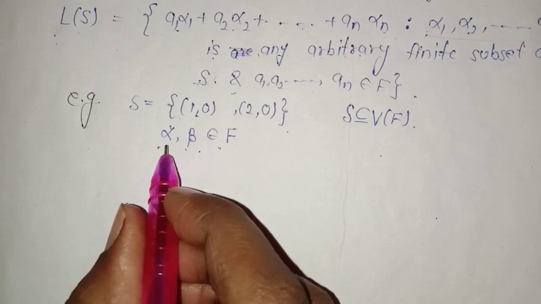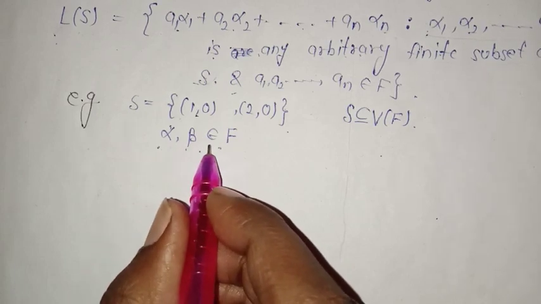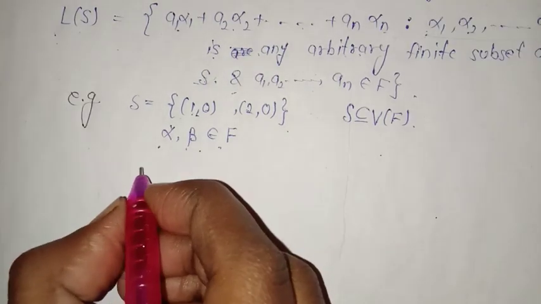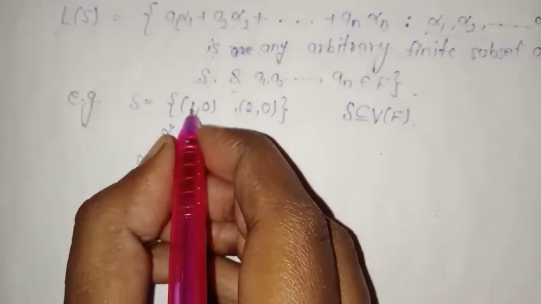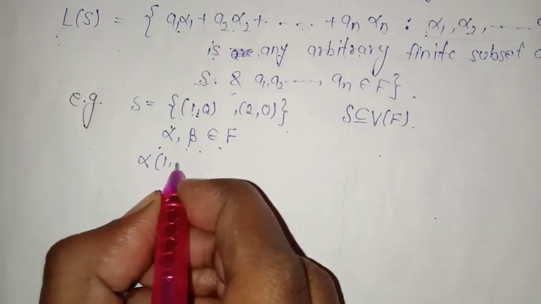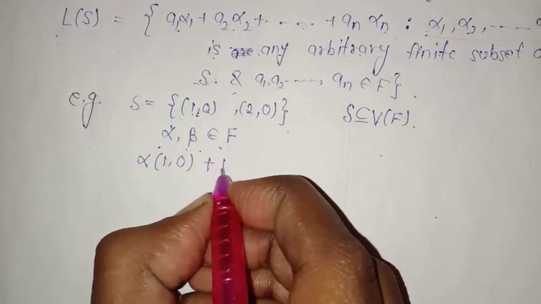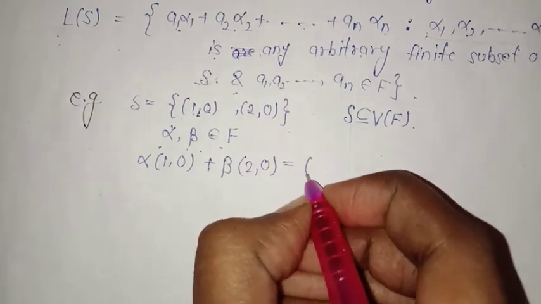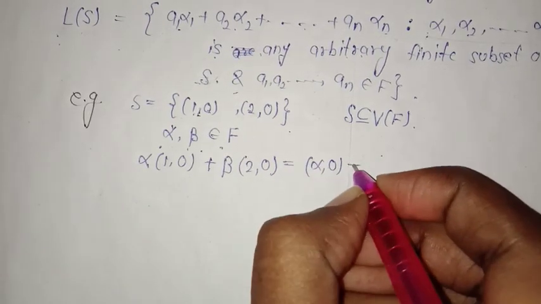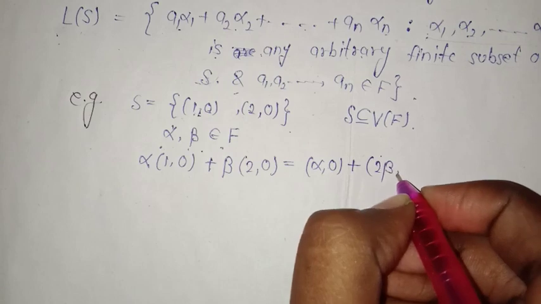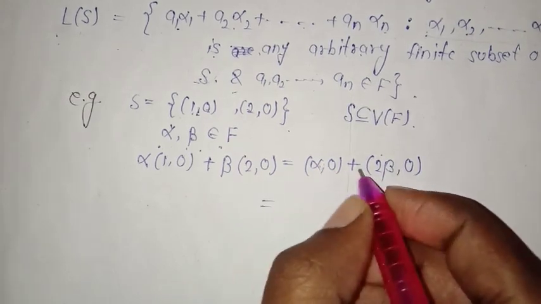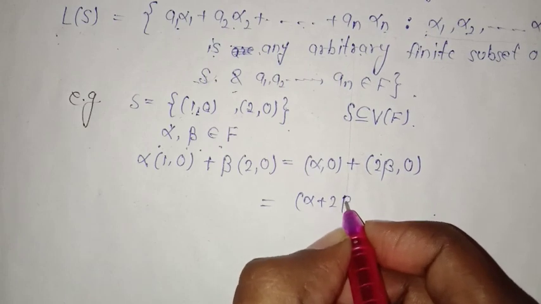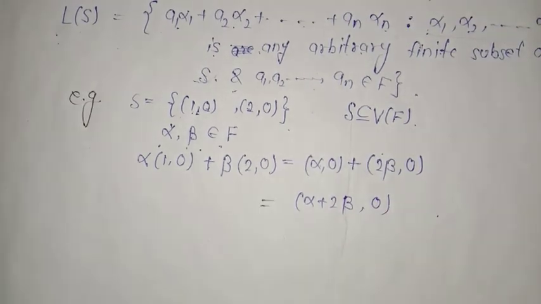Now I need to make the possible linear combinations with the help of these two elements of S. So what will it be? Alpha times the first vector, that is (1, 0), plus beta times the second vector, that is (2, 0), which equals (alpha, 0) plus (2 beta, 0). Now if I apply the component-wise addition, this becomes (alpha plus 2 beta, 0).